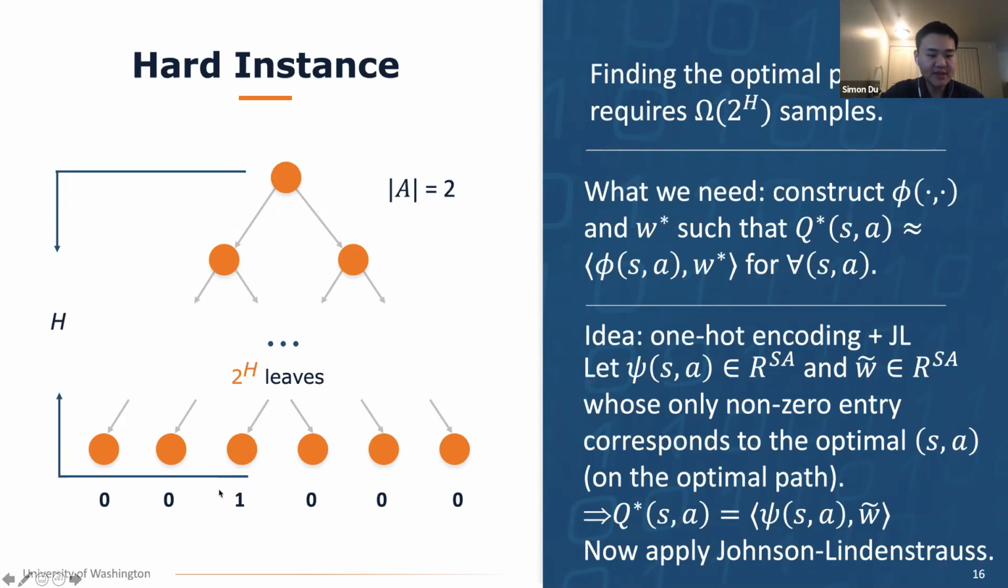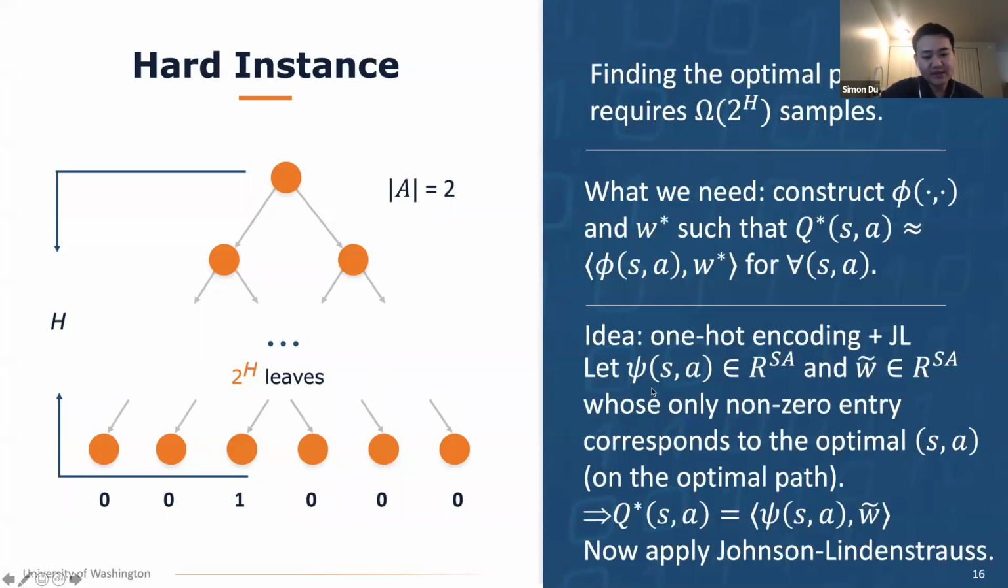Basically, if this state has reward 1, or its Q function is 1, then the entry of psi and W tilde is 1, and for the other states, the entry is 0.